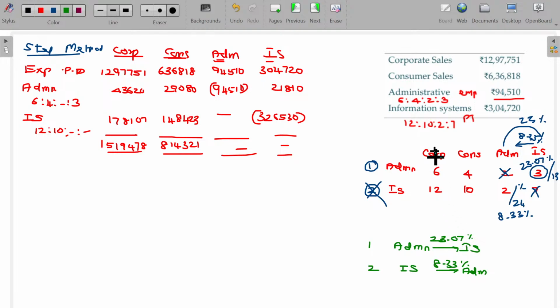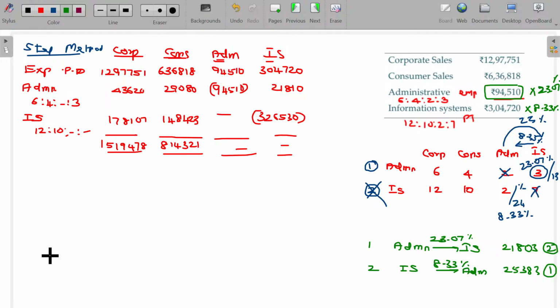23.07% of admin is for IS. What is the overall value of admin? In that, 23.07% is supported to other department. What's the value you are getting? 21,803. Meanwhile, IS supports the other department 8.33% on this 25,000. So if you are considering the values, here the significance will be higher for the IS. So rank will be given this way, first rank and second rank. It's not the other way.